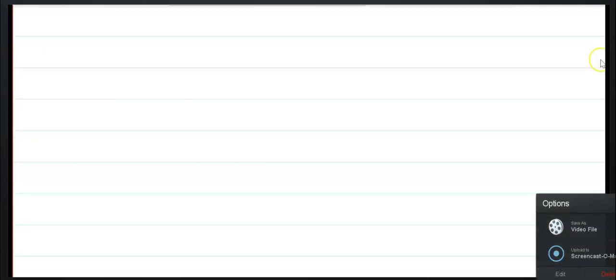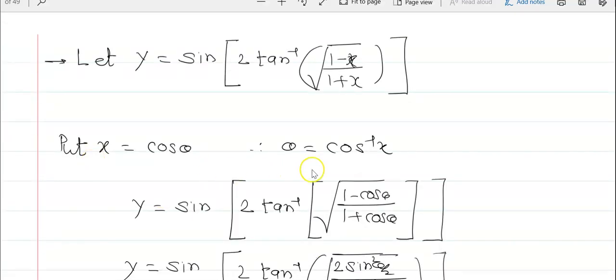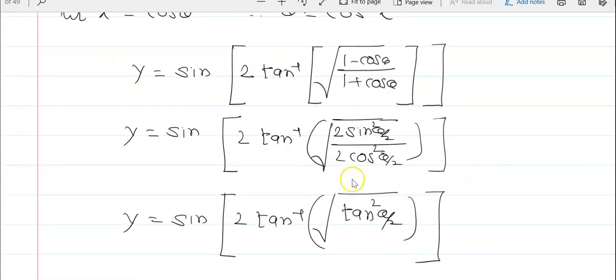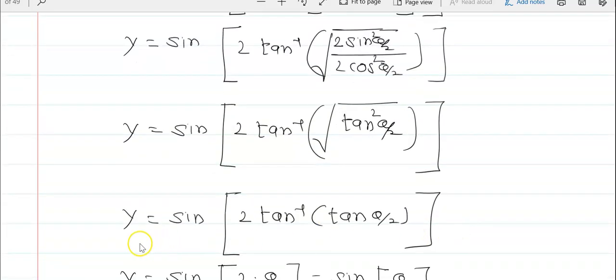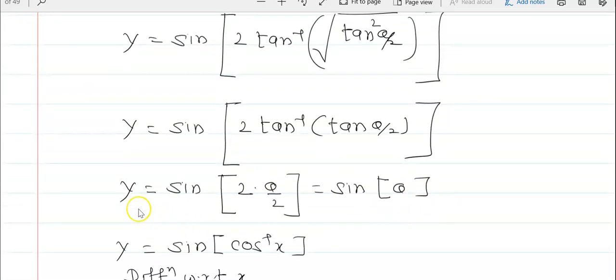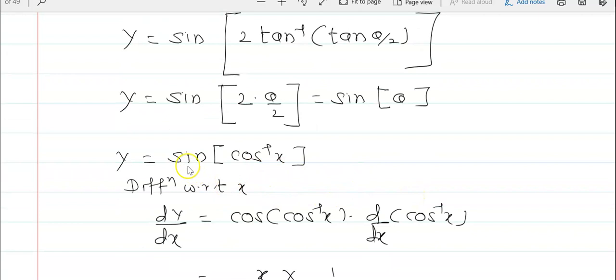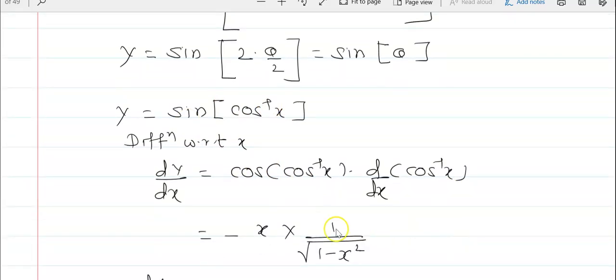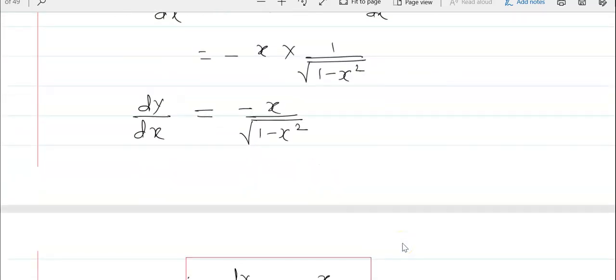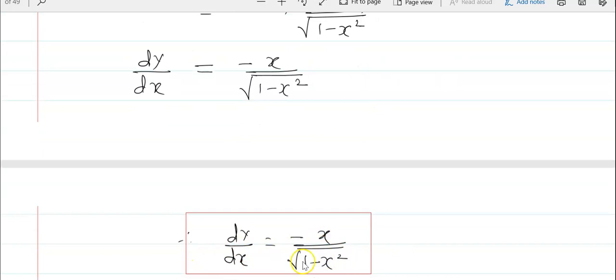Now see this answer again. y is equals to, this is the substitution. I have taken substitution, x is equals to cos of theta. In the hint we are given that put x is equals to cos of 2 theta. You can take any. Theta is equals to, apply the formula. Therefore, you will get y is equals to sine 2 tan inverse of root of tan square theta by 2. Therefore, y is equals to sine 2 tan inverse of tan of theta by 2. Therefore, sine of 2 into theta by 2, sine theta. But what is the theta? Cos inverse of x. And derivative of sine is cos of cos inverse into derivative of cos inverse, which is minus 1 upon root of 1 minus x square. And this is the dy by dx. And hence dy by dx is equals to minus x upon root of 1 minus x square.